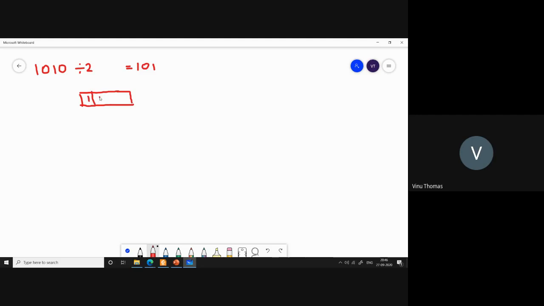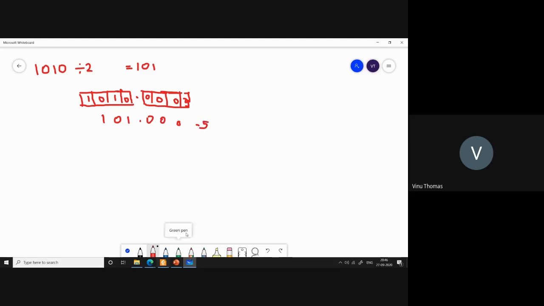So 1, 0, 1, 0. Let us assume that I have a binary point here and then I have some values here to show the digits after the binary point. These values are originally 0, 0, 0, 0. Now to divide this by 2, I will shift this by one bit to the right. One bit to the right will become 101 point. So that 0 comes here. 0, 0, 0. So what is this number? This is equal to 5.